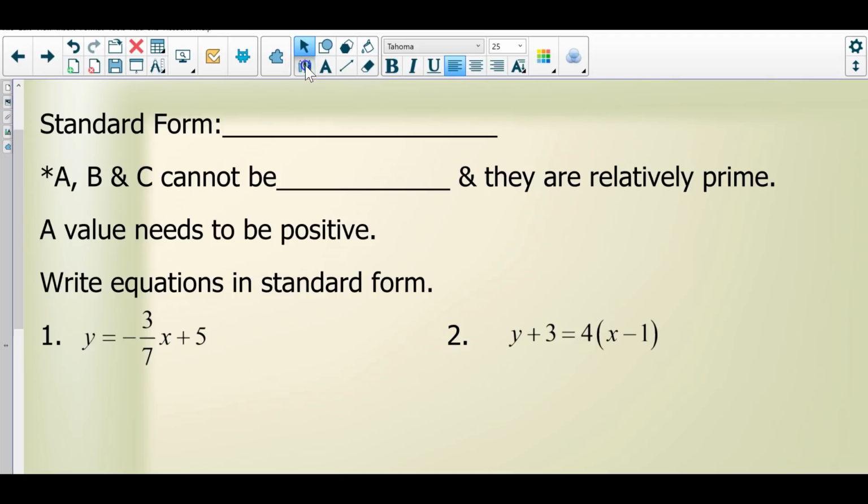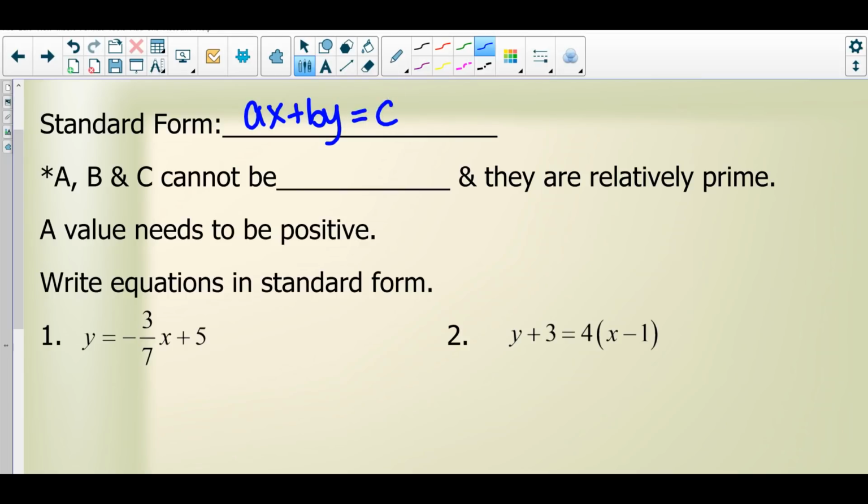Hey guys, today we're going to talk about standard form of a line. So standard form is ax plus by equals c. Okay, a, b, and c cannot be fractions or decimals.